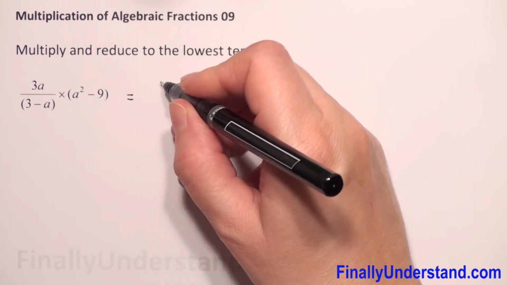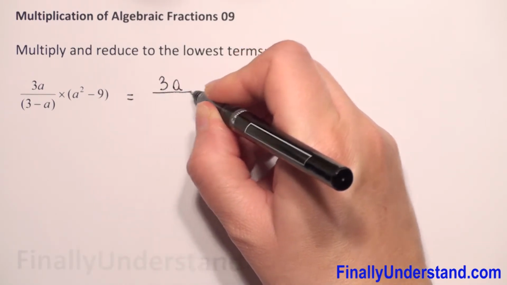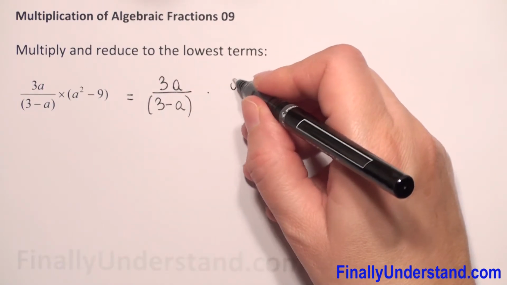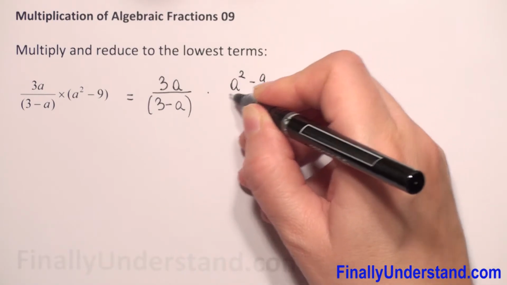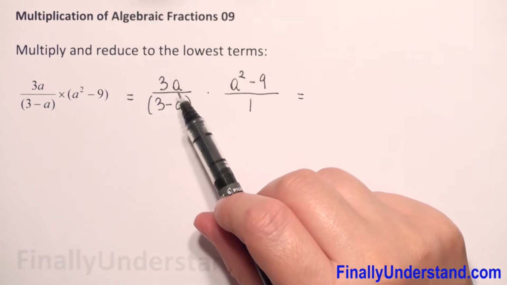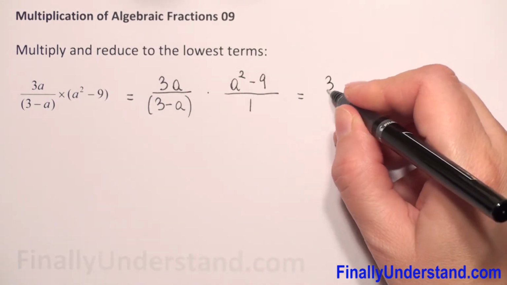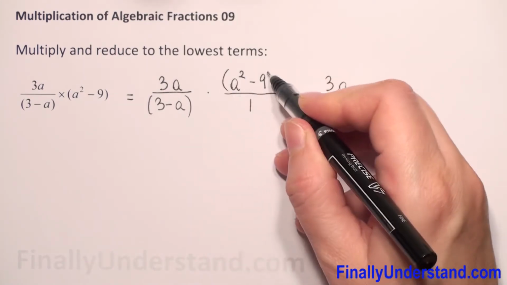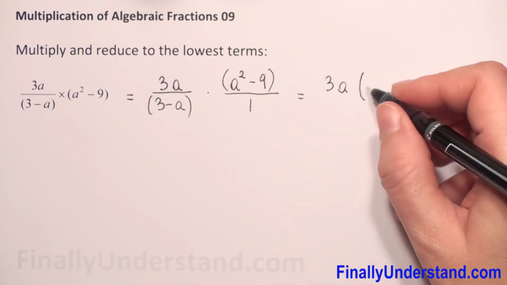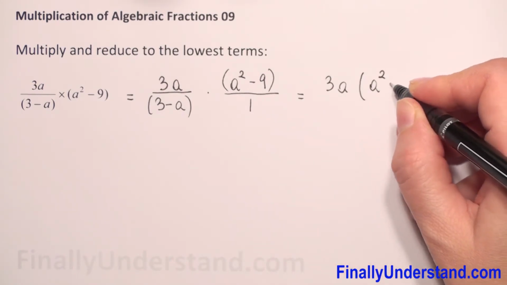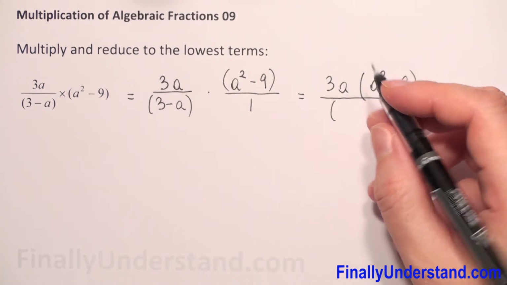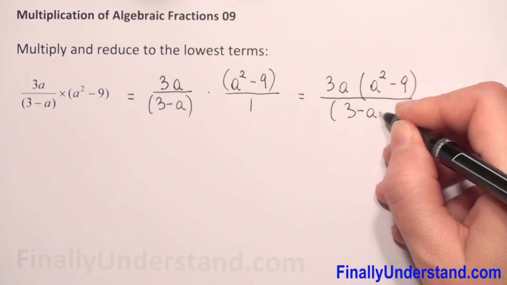So this is equal. First fraction we will copy, 3a over 3 minus a. And now we will put times a squared minus 9 over 1. And now we have algebraic fractions. So we multiply numerator times numerator. So we have 3a. I will put this whole expression in parentheses because we have subtraction. So we have a squared minus 9 over 3 minus a times 1 is 3 minus a.